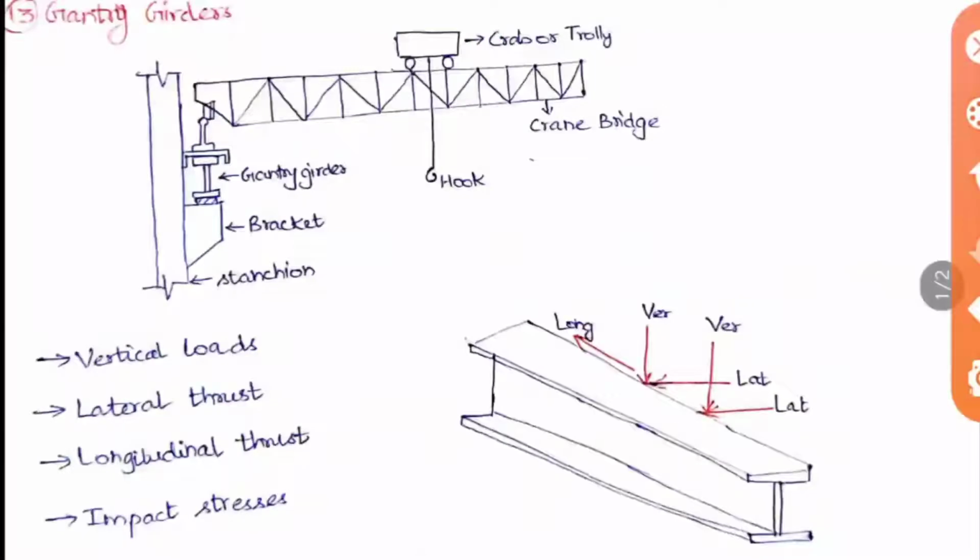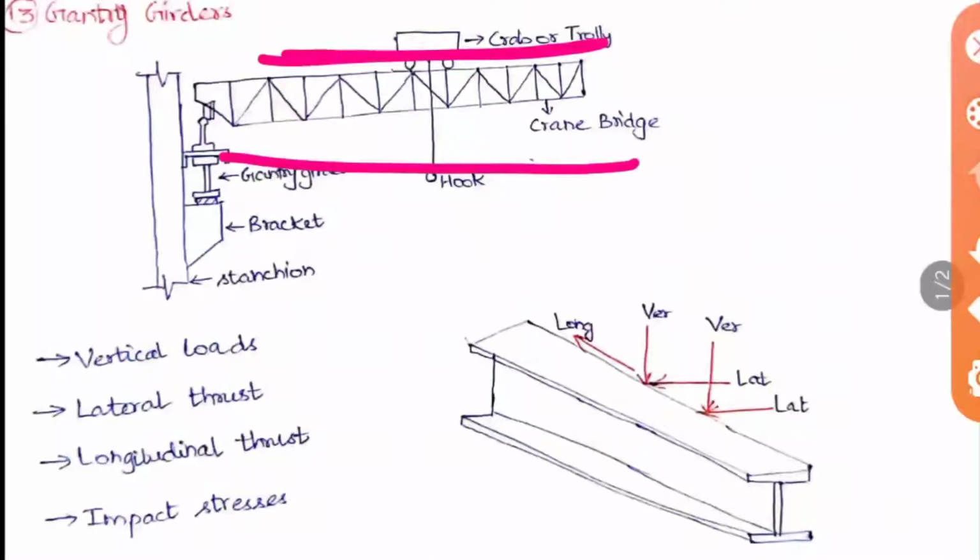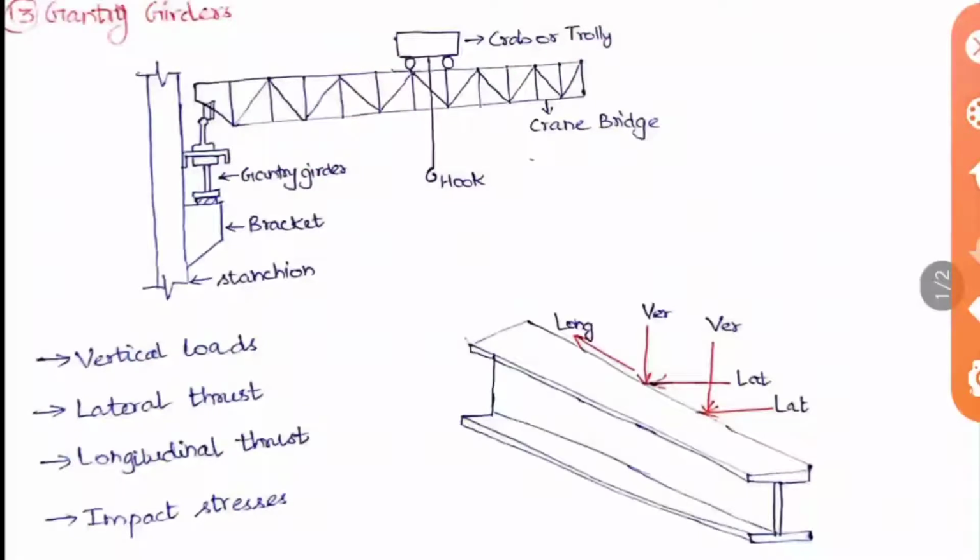Here a crab or trolley is present, where the hook is, and this is used for lifting the weights. It will be moving in this direction. So the hook could move in this direction and also this direction, so it can cover a certain area. This is the purpose for which they have used this gantry girder.